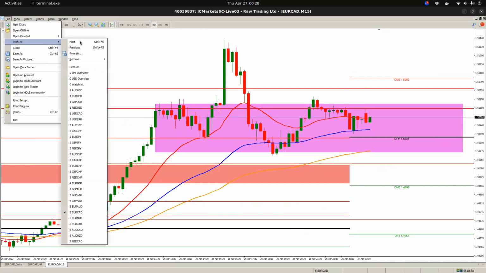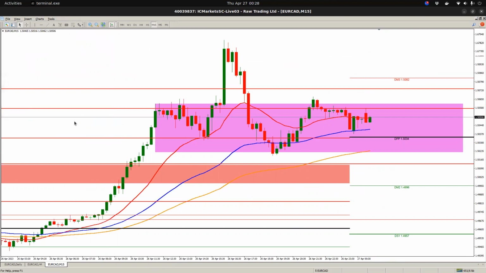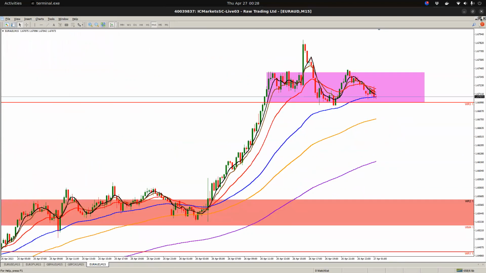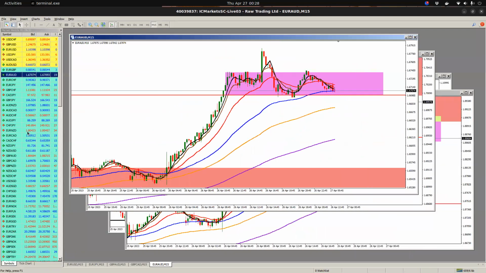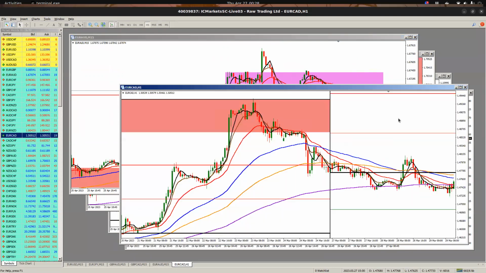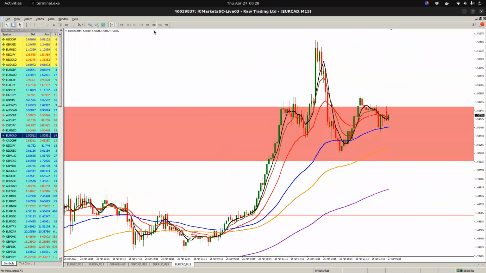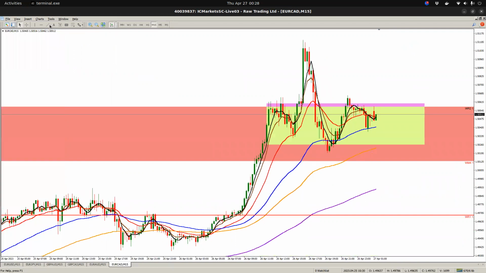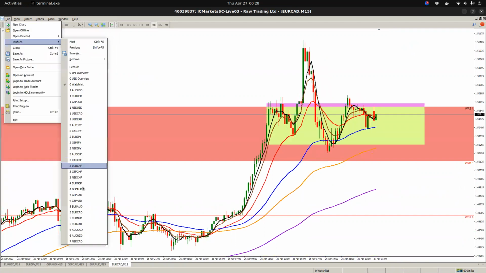Did I make a mistake just now and add the wrong one? Euro CAD. Euro Aussie. Quite a few on the watch list tonight, hey? Euro CAD. Let's look and see. Where's my Euro CAD over here? Let's put this on weekly and pop it on M15. Okay, cool. It's nice when we have so many pairs on our watch list because it means you might get an opportunity.